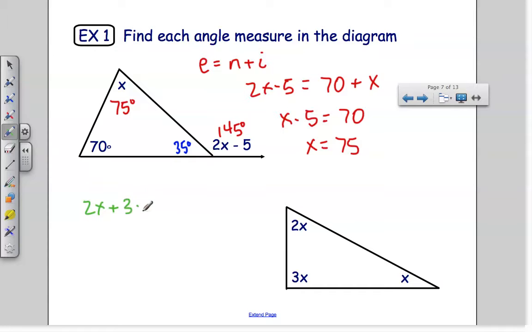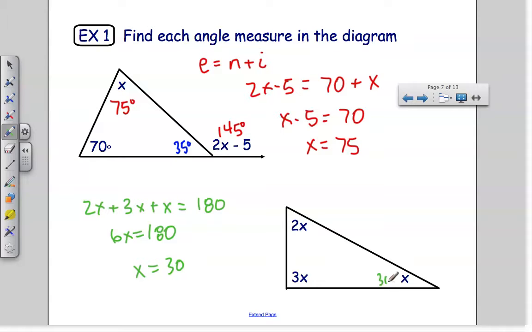2x plus 3x plus x, and I know they should total or equal 180 degrees because they're the angles in a triangle. In this case, the algebra asks me to combine like terms. 2x plus 3x plus another x, that's a total of what? 6x equals 180. Divide by 6, and x equals 30.